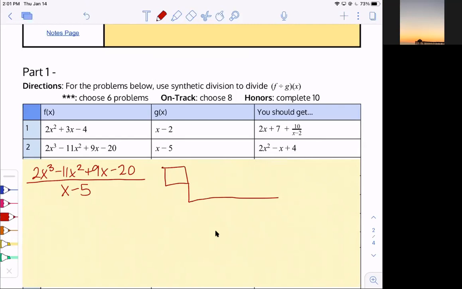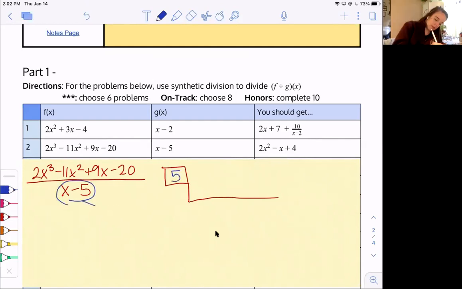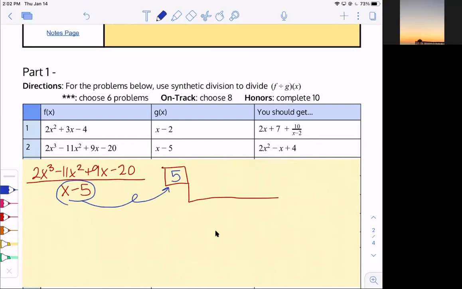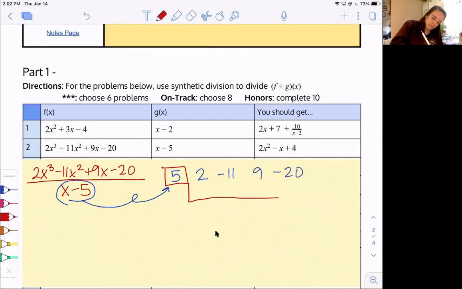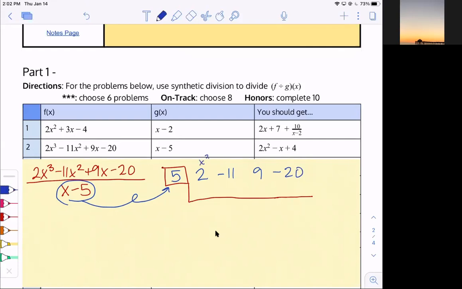I want to, but I feel like I'm going to mess up. That's okay. We'll tell you if you mess up. Okay, try. So you do positive 5, and then you start by 2, negative 11, and then 9, and then negative 20. And then, if you want, you can label them. So I could, yeah: x to the 3, and then x squared, and then x, and then the number. Okay. And then I'm stuck.